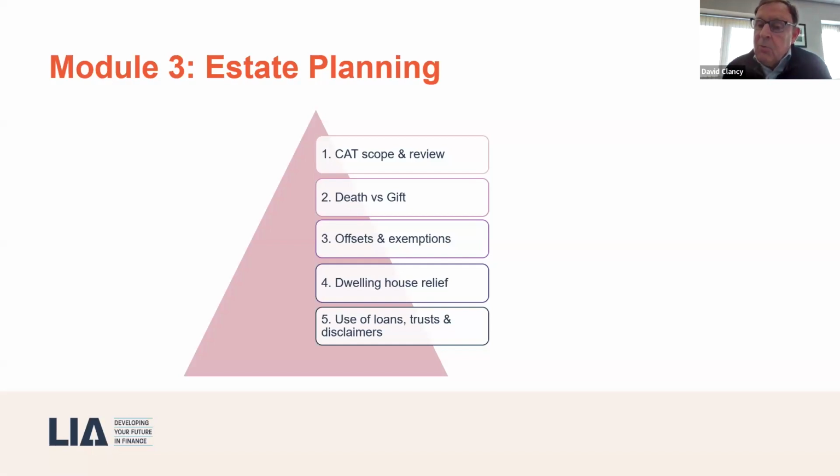So for example, where they might have a child who is not well, who might have special needs, the discretionary will trust is the boilerplate solution for a financial planner to consider with the client in such circumstances. And we look at disclaimers, which can be a useful tax planning tool in certain circumstances. So this is where you put your hand up and say, thanks, but no thanks, I don't want the benefit.